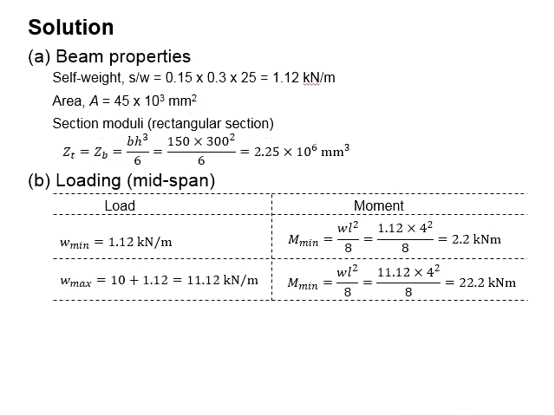To solve these questions, first you need to determine the beam property. You need to obtain the self-weight of the member, which is calculated by multiplying the cross-sectional area with the unit weight of the concrete. It is found to be 1.12 kN per meter. The cross-sectional area is obtained by multiplying 150 with 300.